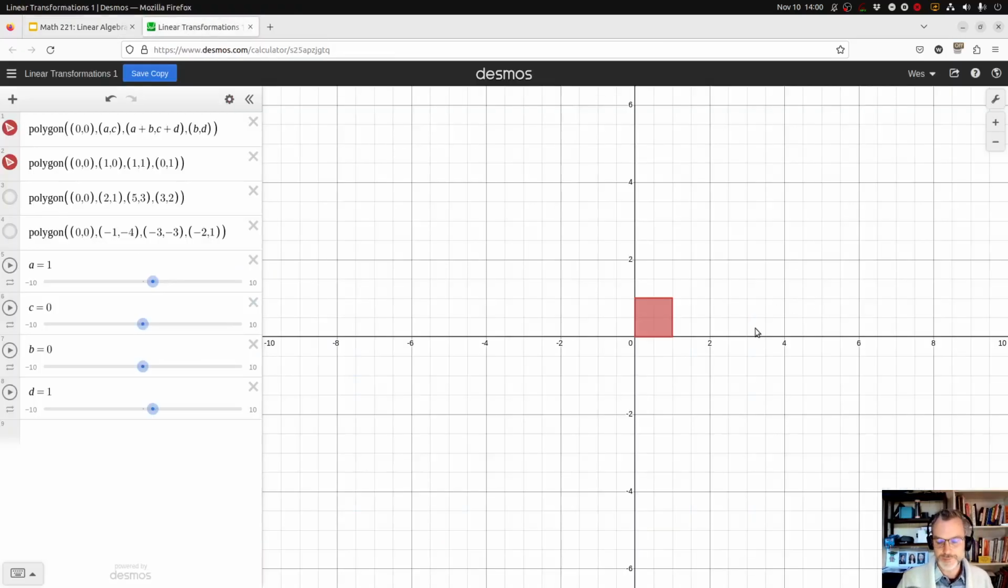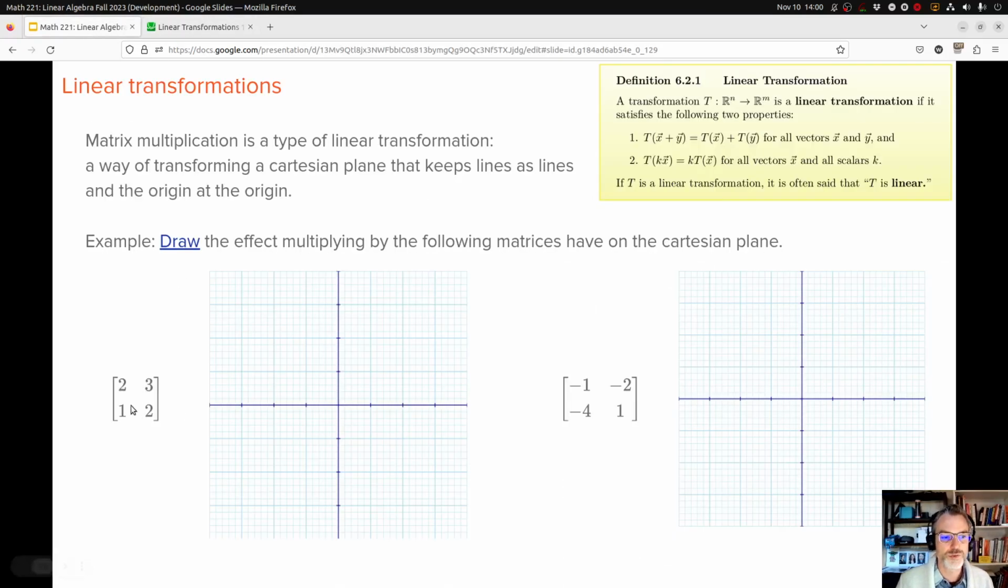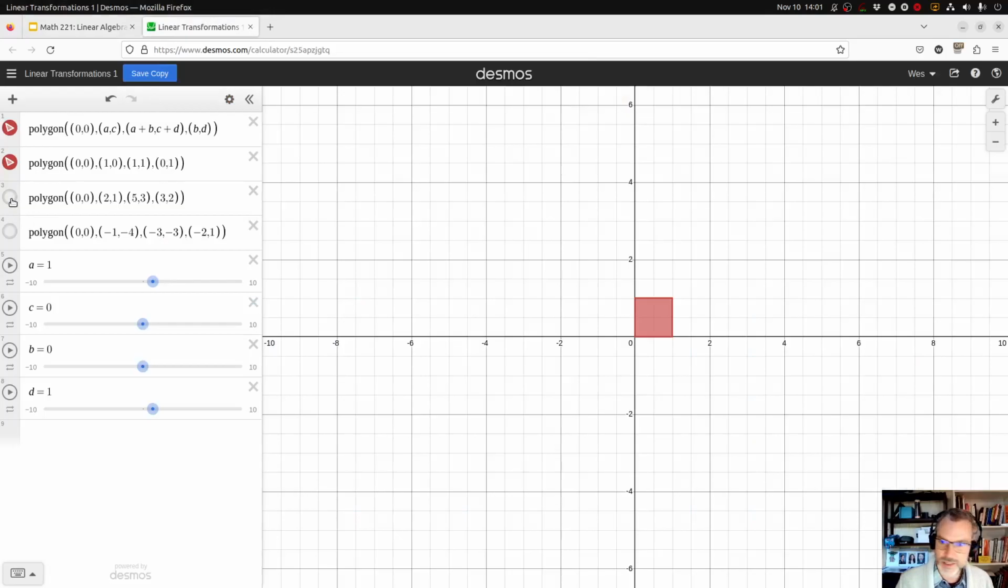So if I multiply 1, 0, for example, by that matrix, I can ask where it ends up, and the same with 0, 1, and watch where this one ends up as well. So now our matrix was 2, 3, 1, 2, so if I multiplied it by 1, 0, I'd end up at 2, 1, and by 0, 1, I'd end up at 3, 2. And that's what I've got right here. So you can see the effect of that matrix.